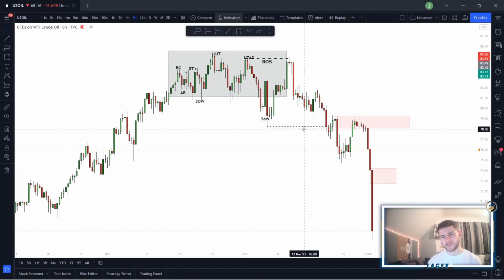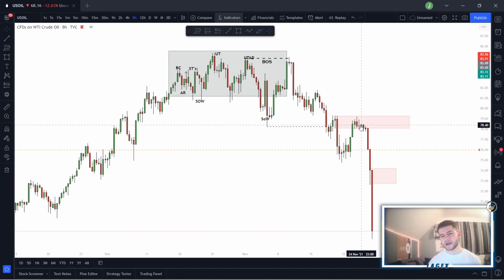But the second we had this break of structure, if you remember in last week's video, I said we could then find supply from this region and then look for that bearishness to continue. So it's done exactly that. It's traded back up into this region, distributed, found supply, and then taken a 12% drop.